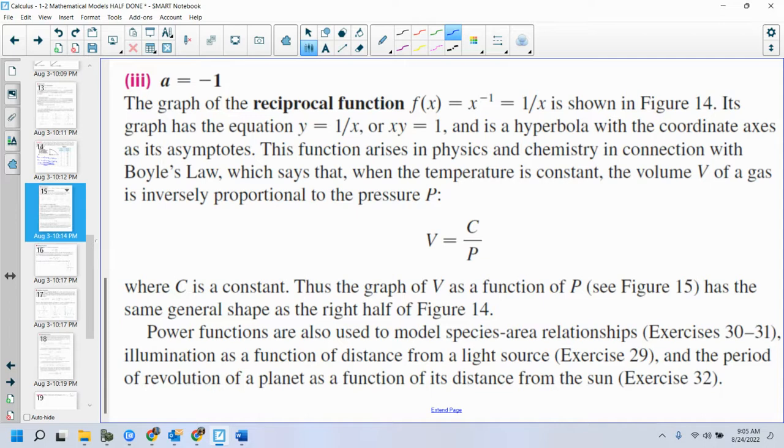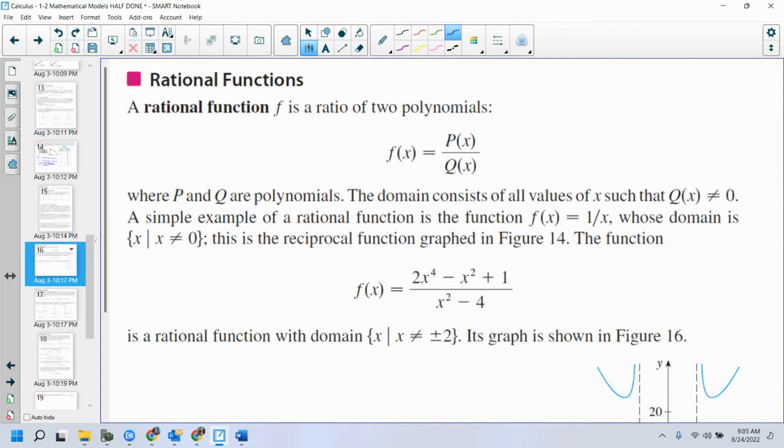Okay. Other types of functions that we may see along the way: rational functions. A rational function is P of X over Q of X, where P and Q are both polynomials. A rational function is basically a ratio of two polynomial functions. We will work a lot with rational functions.